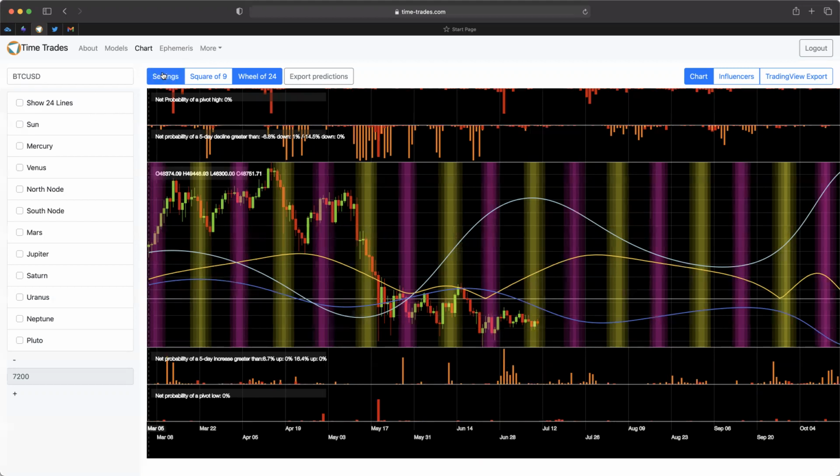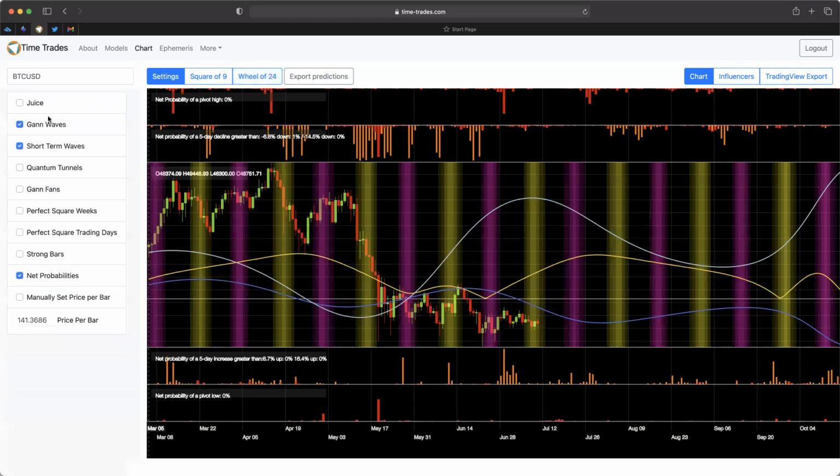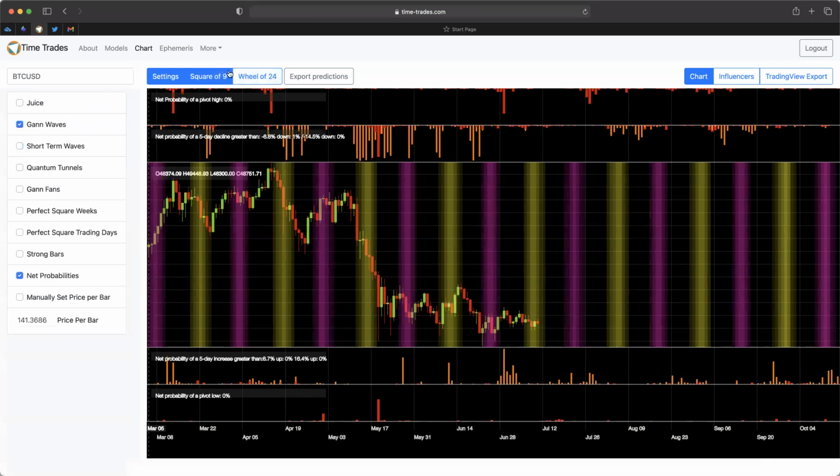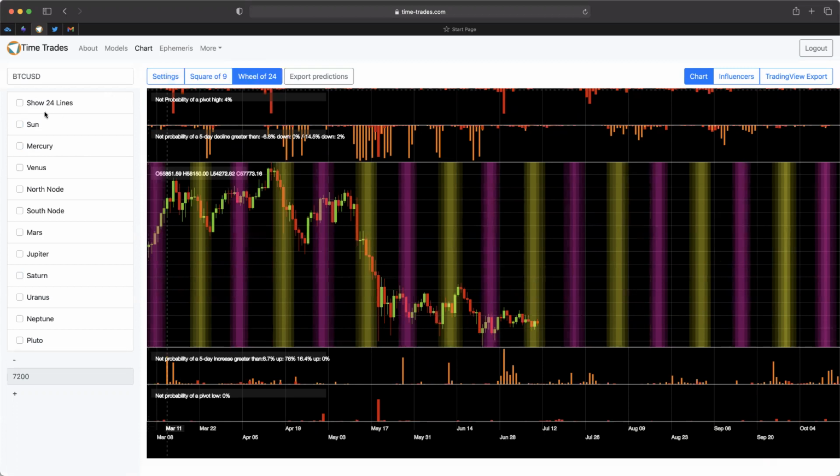Very interesting stuff. So we're going to go into settings here, and we're going to turn off short-term waves. And then we're going to go to the Wheel of 24. If you're not familiar with the Wheel of 24, I highly recommend you buy a book called The Universal Clock by Jeanne Long. She is an incredible author that basically built on Gann techniques to create this way of aligning and correlating price with time.